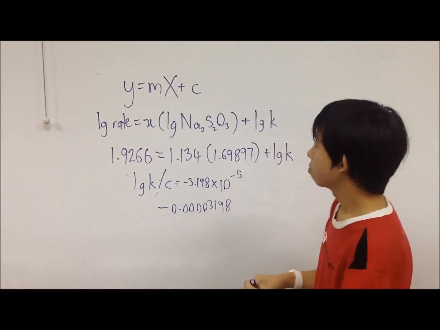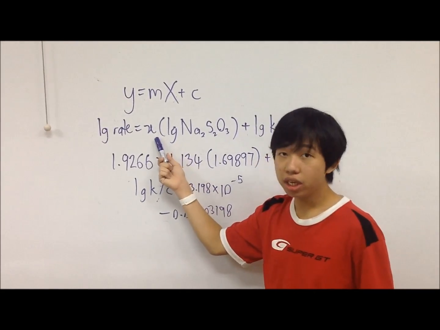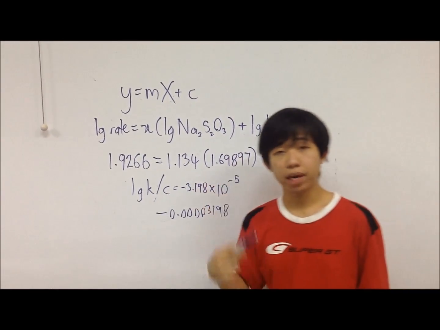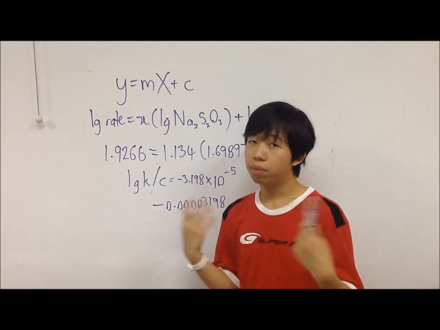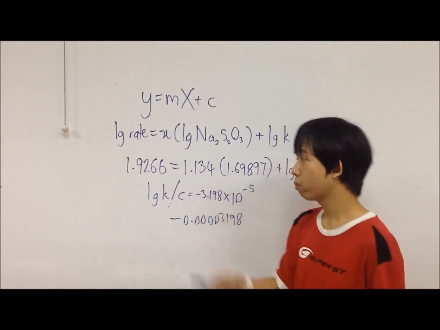Then we can see that x here is the gradient. So how do we find the gradient? We can easily take the values and divide them by each other. Based on the calculations, we found that the gradient is 1.134.